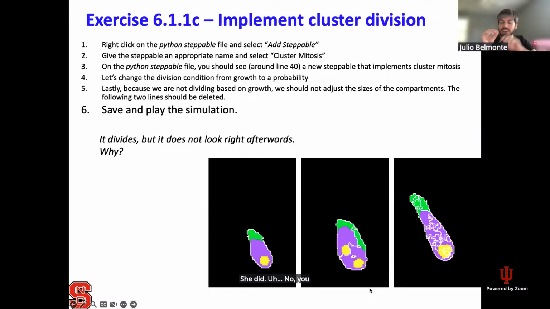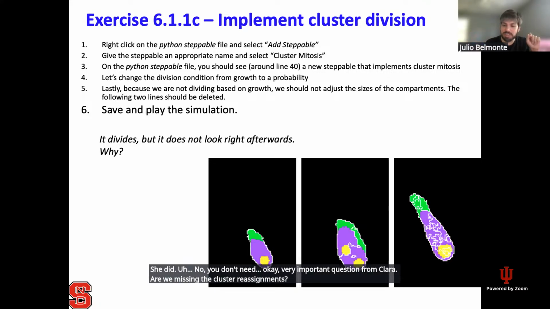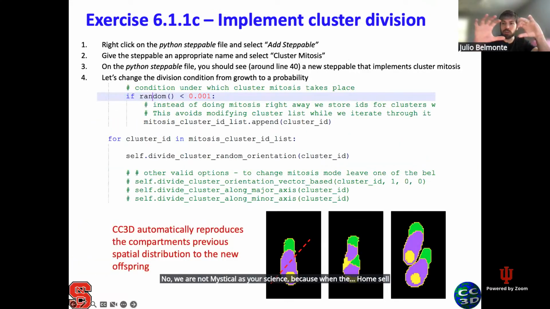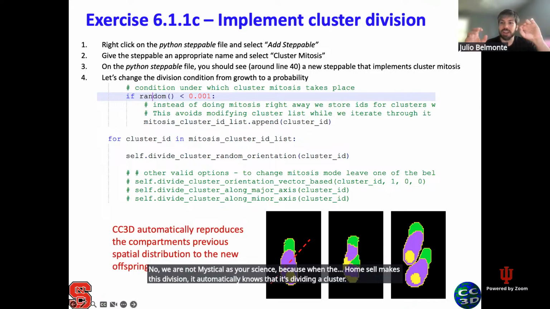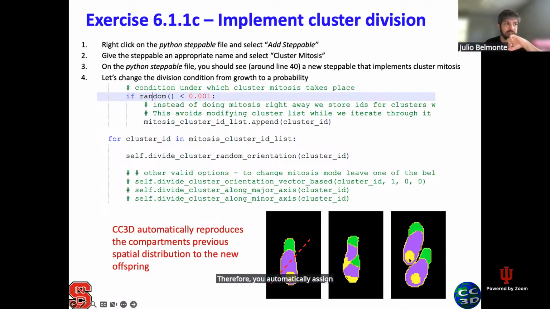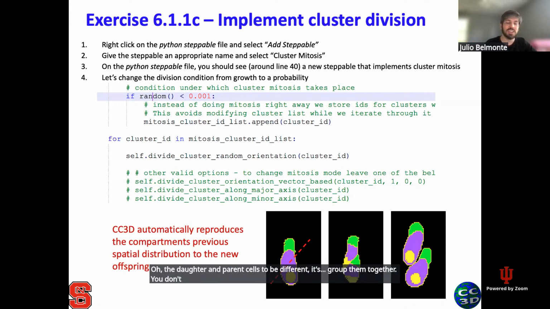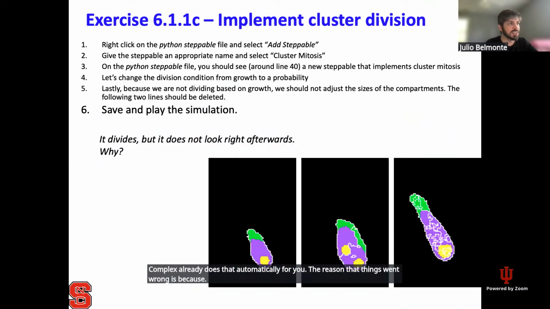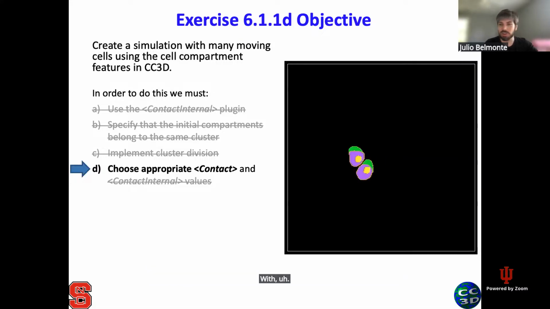No, you don't need. Okay, very important question from Clara. Are we missing the cluster reassignment? No, we are not missing cluster reassignment because when the pump cell makes this division, it automatically knows that it's dividing a cluster. Therefore, you automatically assign a new cluster ID to the daughter cell. So you don't have to worry about that step of reassigning the cluster IDs to all the daughter and parent cells to be different and group them together. You don't need to do that. CompuCell already does that automatically for you. The reason that things went wrong is because we did not choose the appropriate contact energies.